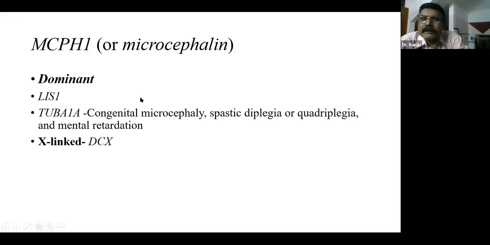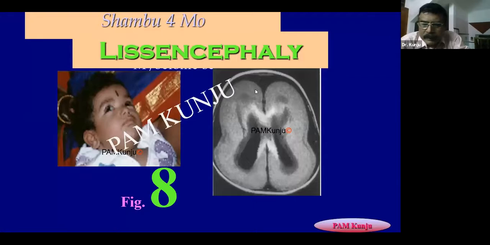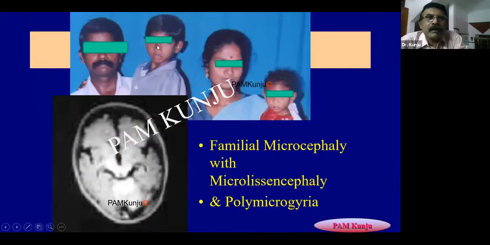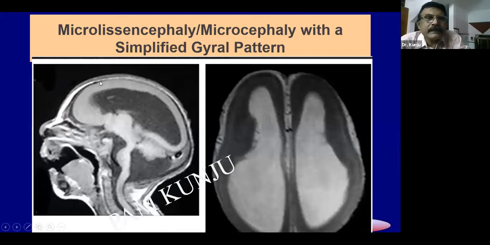Okay. So if this sort of smooth brain can produce microcephaly, this is again one of our familial microcephalies, where we can see that the father has a small head. Both the children also have small heads. And the boy's MRI scan showed microcephaly with polymicrogyria. I'll show you another one. See that this child has an additional smooth brain also. So this is because the brain is so small, it is simplified. You can call it microlissencephaly with a simplified gyral pattern.